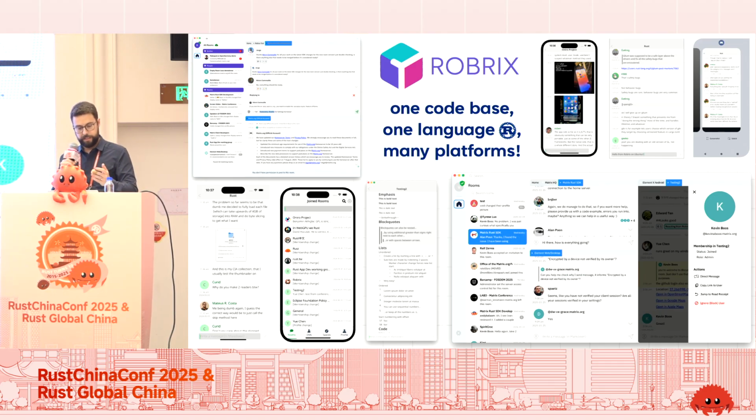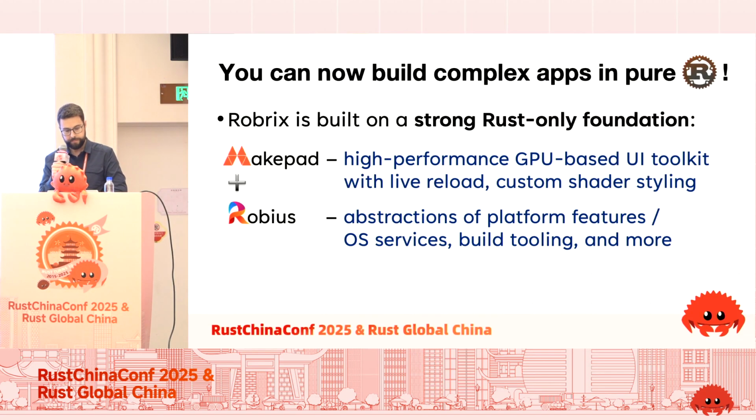Right, as I was saying, we have a single code base purely in Rust, and it runs seamlessly on many platforms without requiring a single line of non-Rust or platform-specific code. Basically, the one takeaway I want you to leave this talk with is that you can now build complex apps, like real-world applications, entirely in Rust. You don't have to go to other languages.